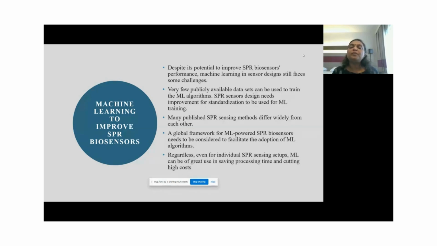Despite its potential to improve SPR biosensor performance, machine learning in sensor design still faces some challenges. Few publicly available datasets can be used to train the machine learning algorithm. Therefore, SPR sensor design needs to improve for standardization to be used for machine learning training. Many published SPR sensor methods differ widely from each other. A global framework for these machine learning powered SPR biosensors needs to be considered to facilitate the adoption of machine learning algorithms. Regardless, even for individual SPR sensing setups, machine learning can be of great use in saving processing time and cutting high costs.